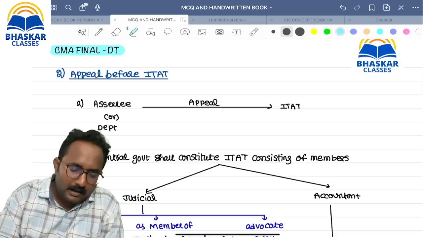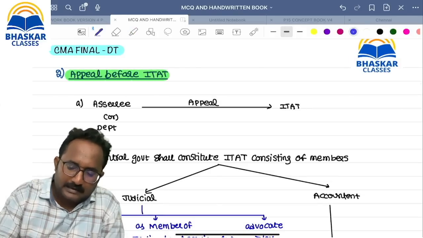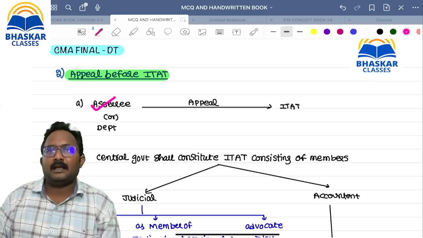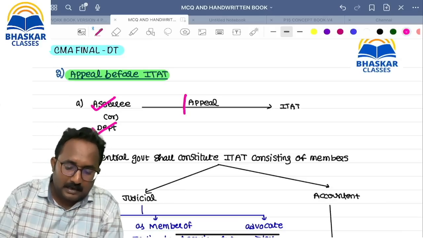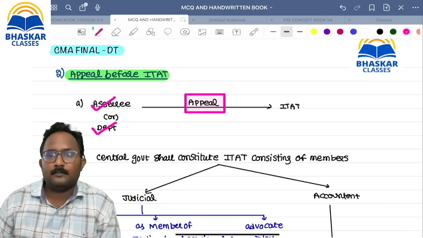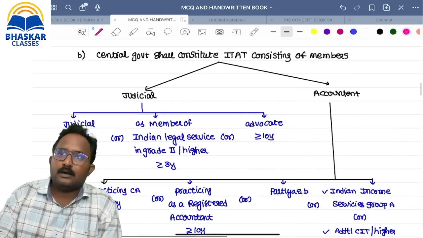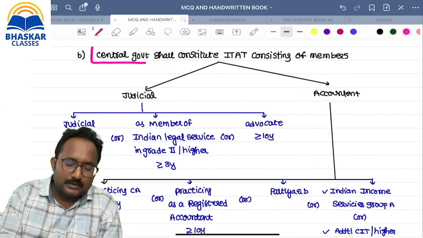Next, appeal before whom? ITAT. Can you tell me who can be applicants before ITAT? SSE also can become an applicant, or the department also can make an appeal before whom? ITAT. Yes, the second point, remember: who can constitute the ITAT?